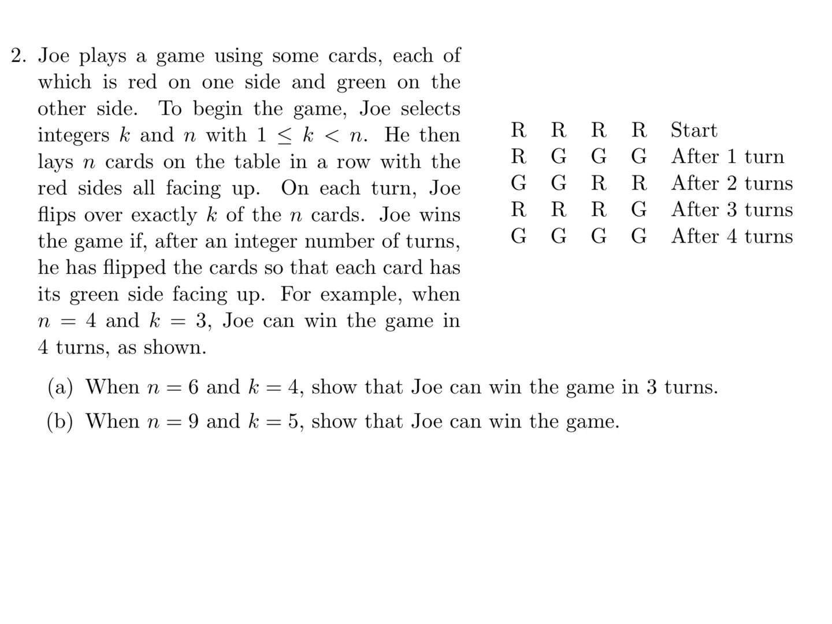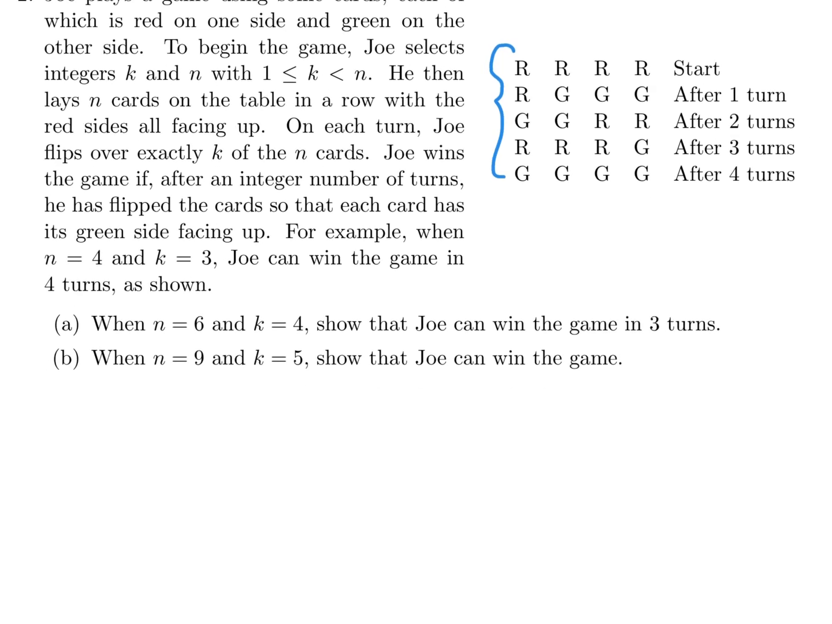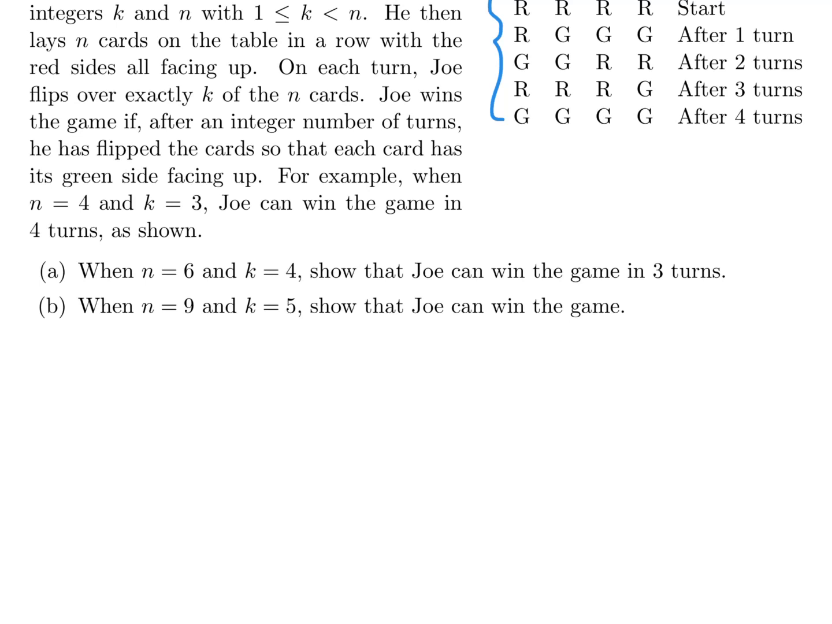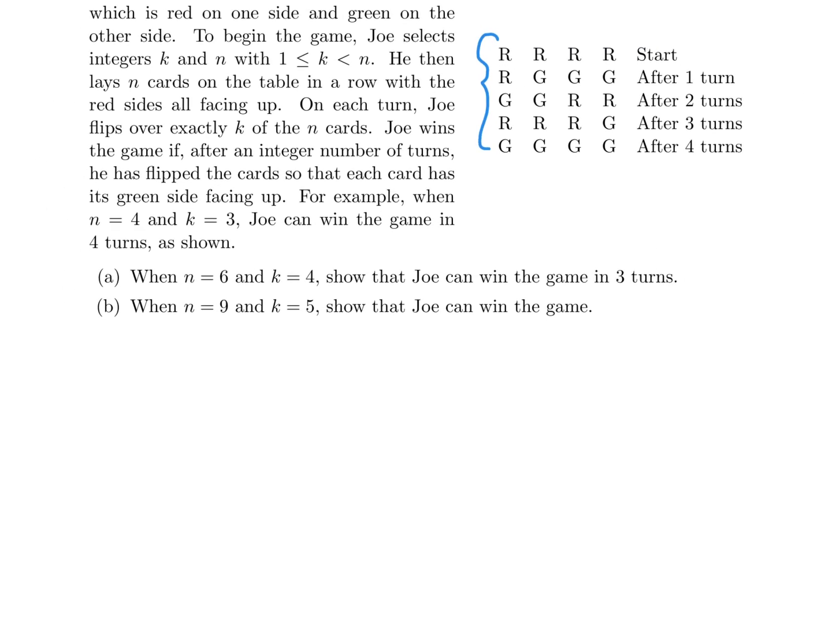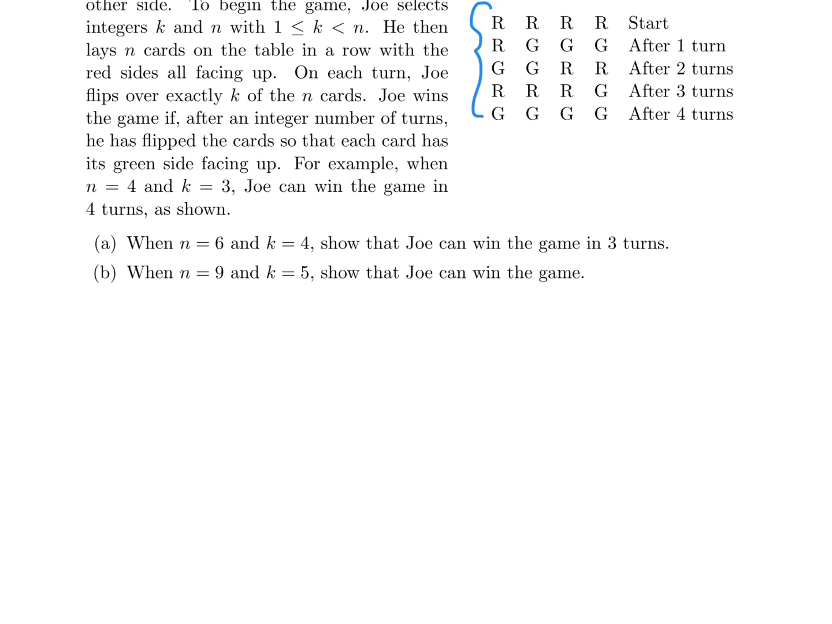For example, when n equals 4 and k equals 3, Joe can win the game in 4 turns as shown. So they're giving you a little example there. All right, when n is 6 and k is 4, show that Joe can win the game in 3 turns. Okay, so assuming you understand the question, I will go ahead and do it. So we have to show that, so what is it? 3 turns. Okay, so we got the start, and then we have after turn 1, after turn 2, and after turn 3.